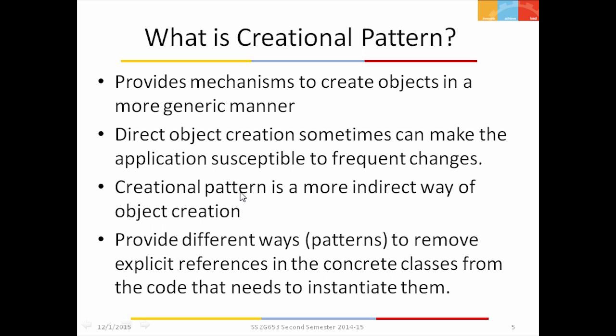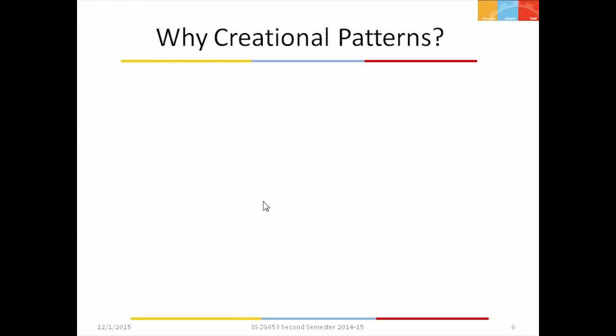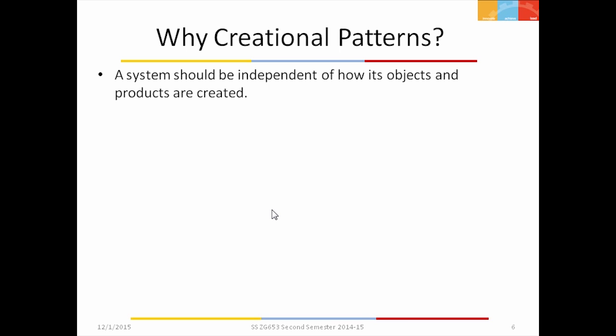So it might sound a bit complex, but we will study these patterns and you will see that it's not that difficult. It's actually quite easy, quite simple. The idea is quite simple. But before that, let's continue with creational patterns and their motivations. The whole purpose is that a system should be independent of how its objects and products are actually created. If it is independent, then the system becomes more reusable.